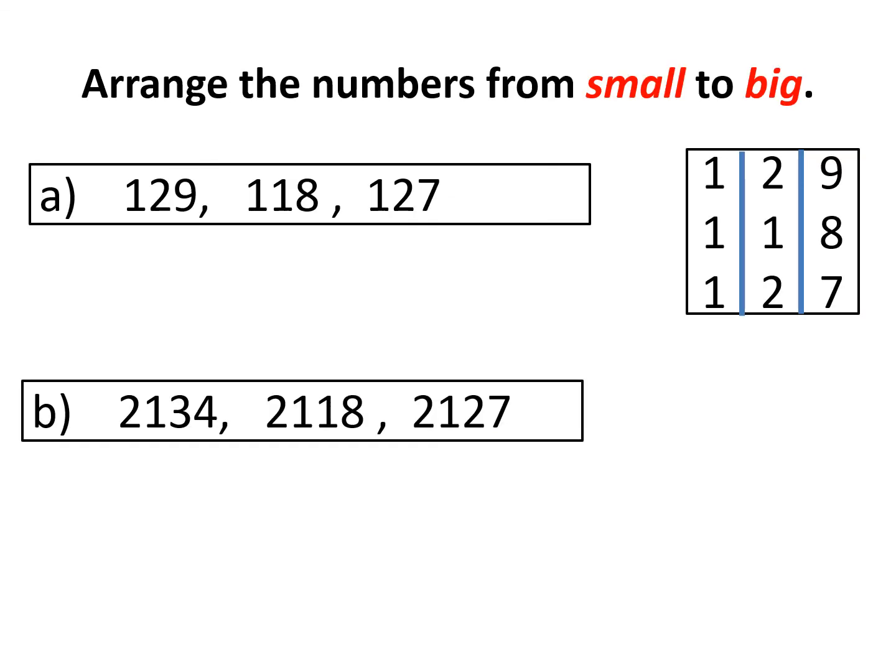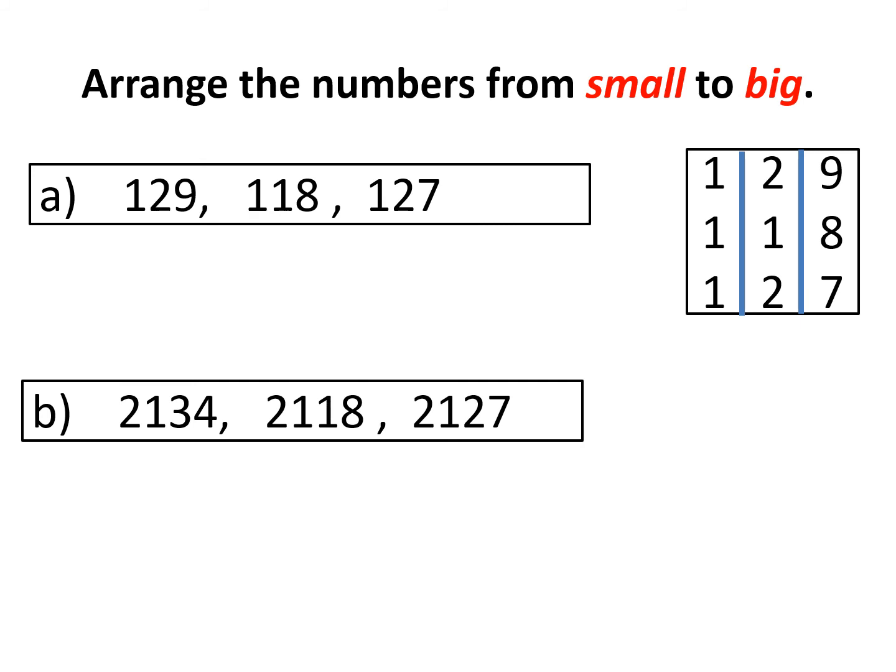Alright, I'm going to give you some more examples of arranging numbers from small to big. As you can see that I have arranged for number A, the numbers there in the table, and don't forget to put them in the right place and put them all in a straight line. 129, after that 118, and then 127. Now the question says from small to big. So you have to find the smallest one first. Now look at the first line.